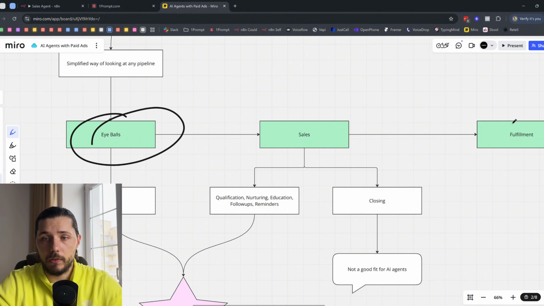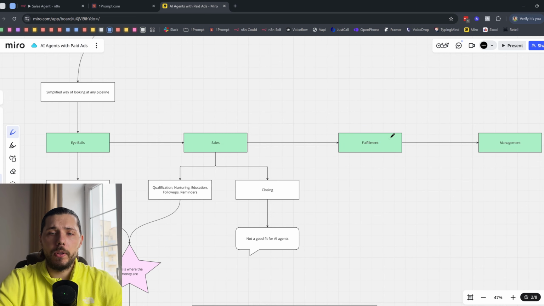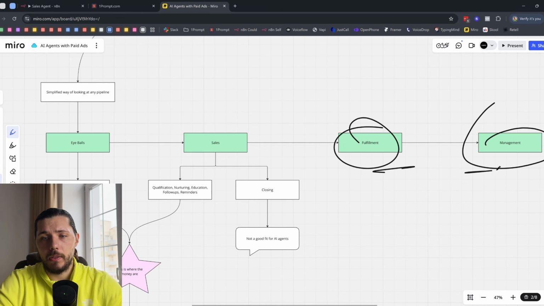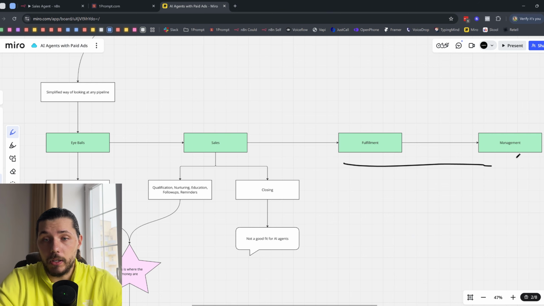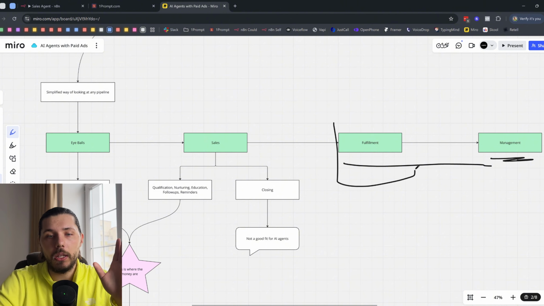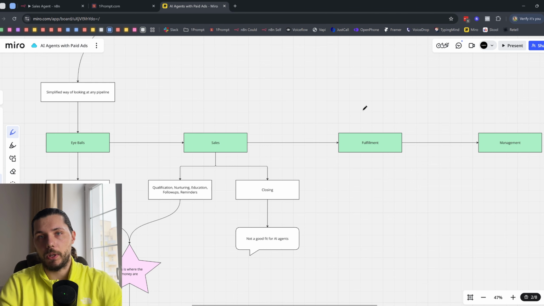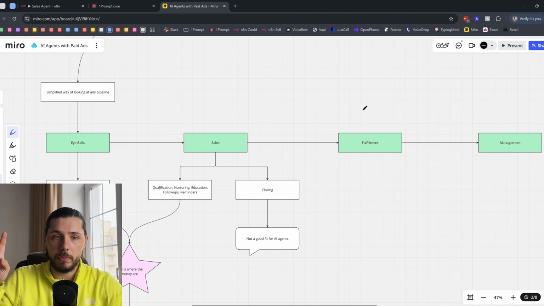So a simplified way of looking at both of these pipelines, for B2B or B2C: we have the eyeballs, we have the sales, then we have the fulfillment and management. Now, for the fulfillment and management, we're not going to cover this in this specific video, because AI can be used in all of these, like management, to try to upsell additional products, try to manage the prospect and move through different departments. So it's a whole other story. For the fulfillment, it really depends on the product. Usually this is company-specific, and you cannot really implement it as a third party.